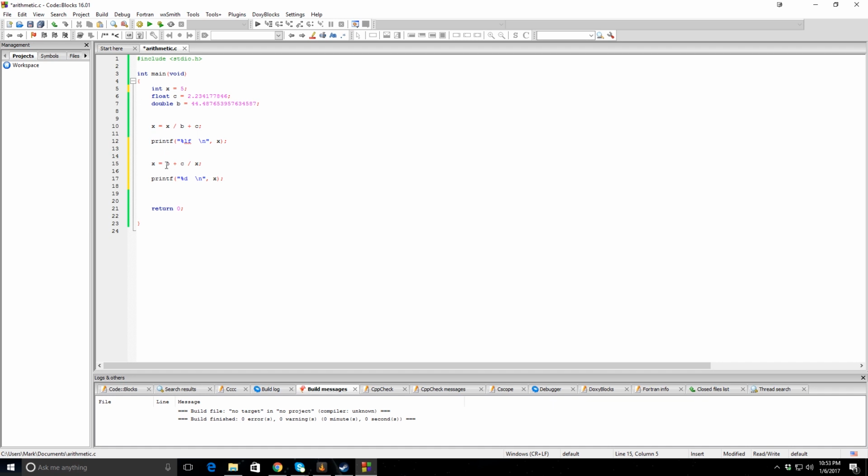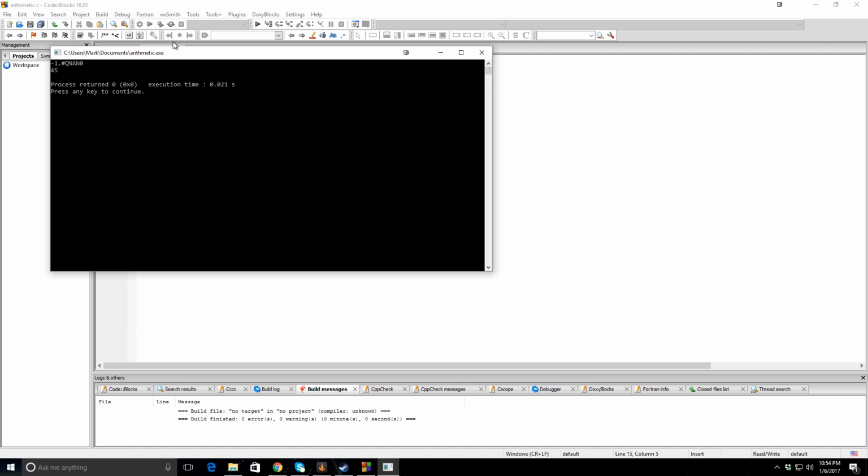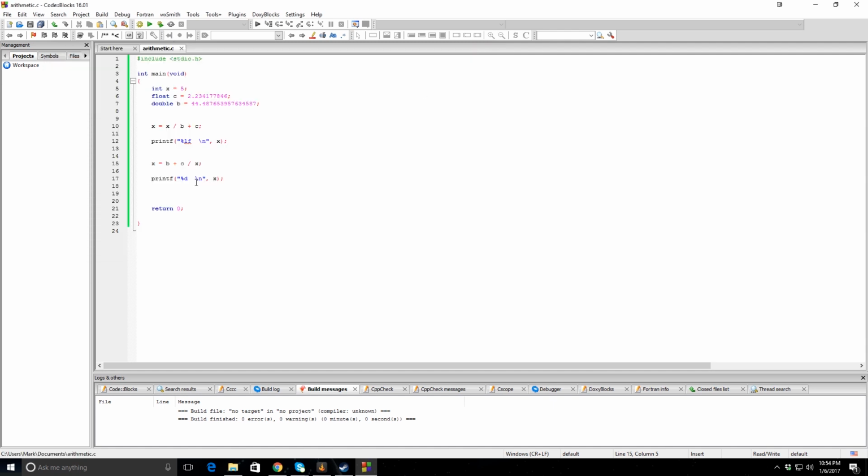Well, b is 44.487 something. C is 2.234. And so you would think this would give us 46 if the computer reads it left to right. And then we would divide that by 5, all going into an integer. So what would we get? Well, this time I need to change this to d here because we're dealing with the integer again.